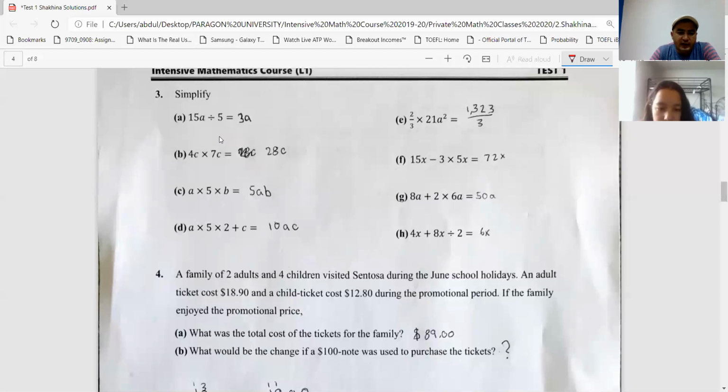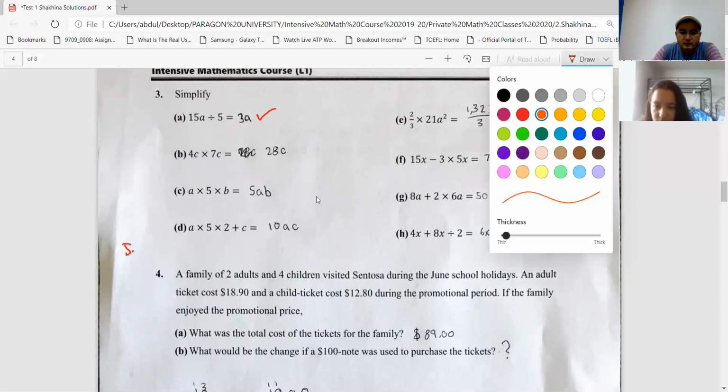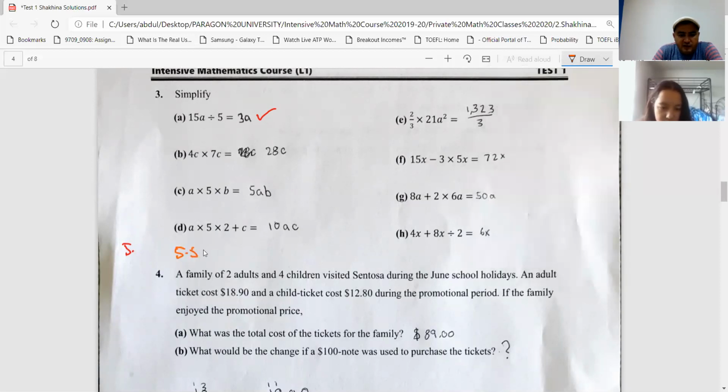All right. 15a divided by 5 is 3a. That's correct. 4c. What is 4 times 7? 28. What is c times c? c. Wait, 2c? Shahina, you're confusing a lot. Why? What is 5 times 5? 25. Okay, 5 times 5 is 25. What is 8 times 8?